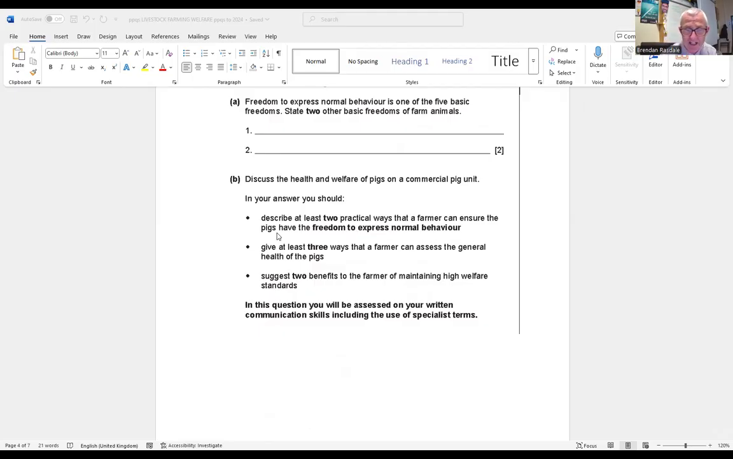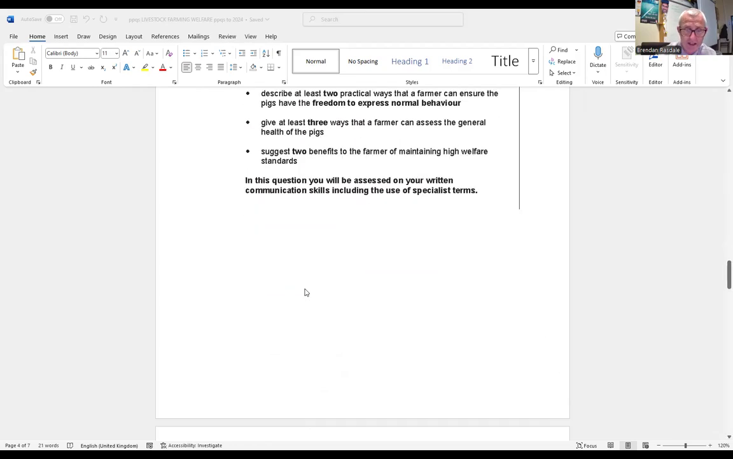Okay. 3 ways that they can assess the general health of the pigs. Guys, you all have the common sense to deal with that one there. That's fine, go and look that up. What are the benefits to the farmer of maintaining high welfare standards? His animals thrive, so they earn more money, and also he doesn't end up with veterinary costs. It's actually 3 there.